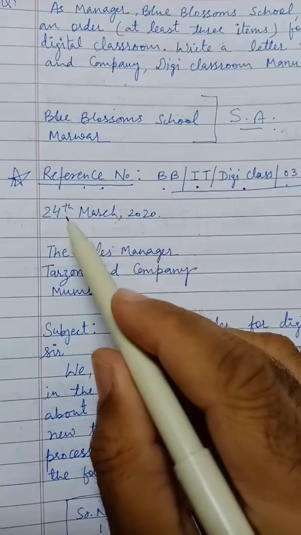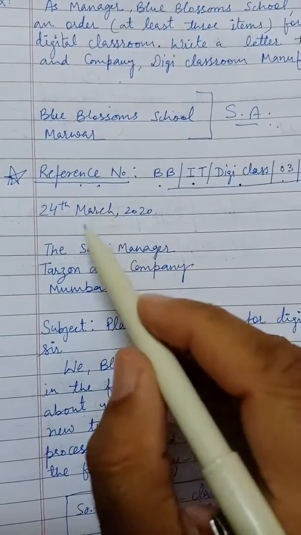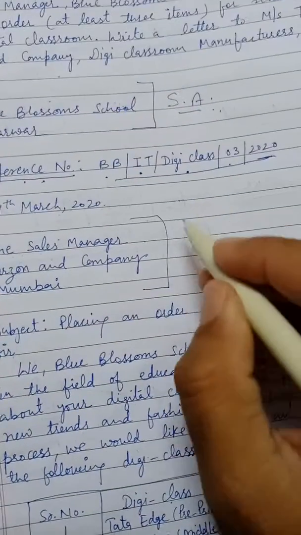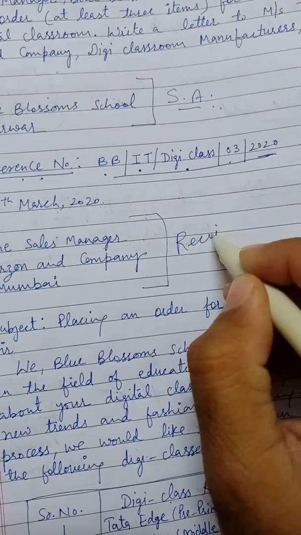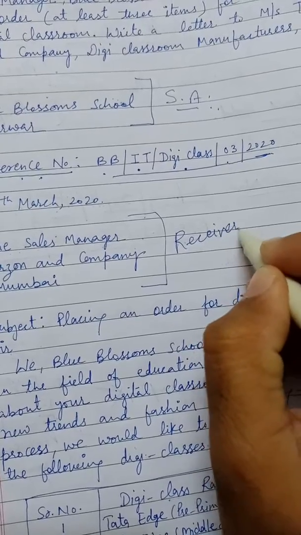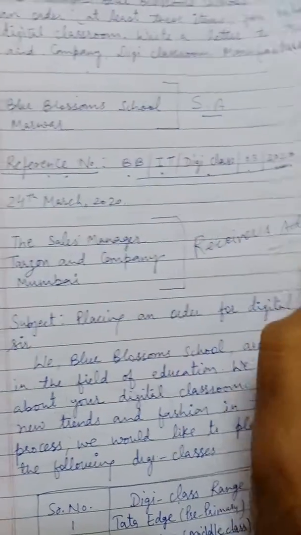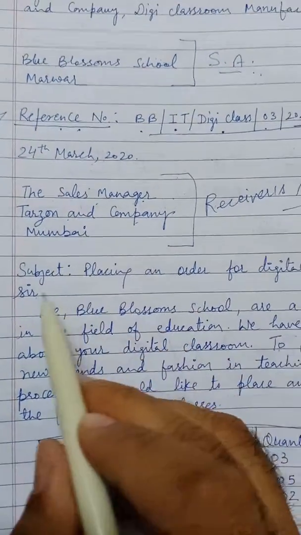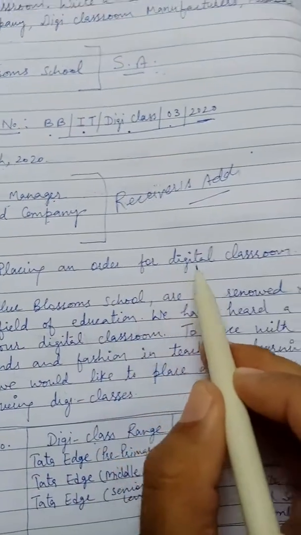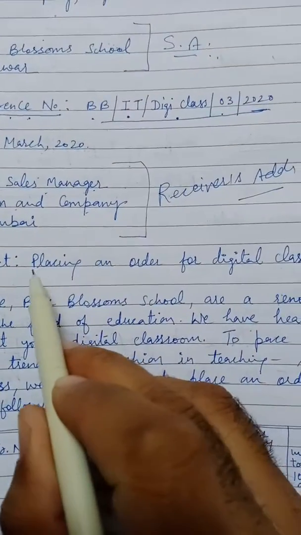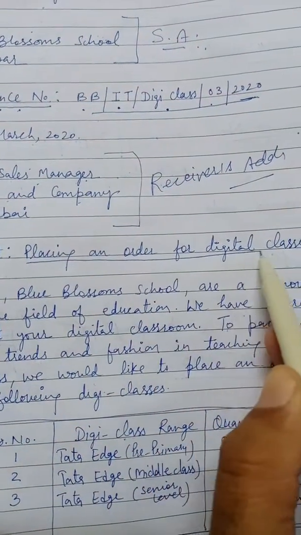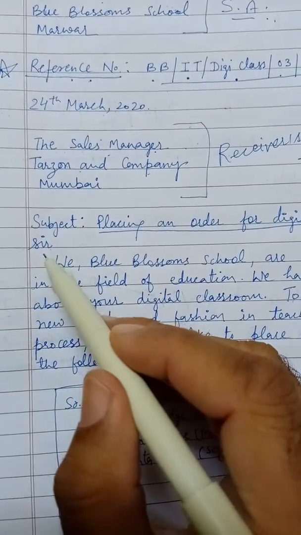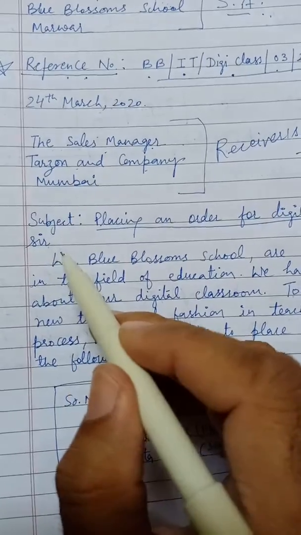Next, the date comes after leaving a blank line, without any word "date", and then this is the receiver's address, like the sales manager, Tarzan and Company, Mumbai. And thereafter, the subject: placing an order for digital classroom. This is the subject, which is very meaningful and catchy. Then we have written the salutation without putting a comma.